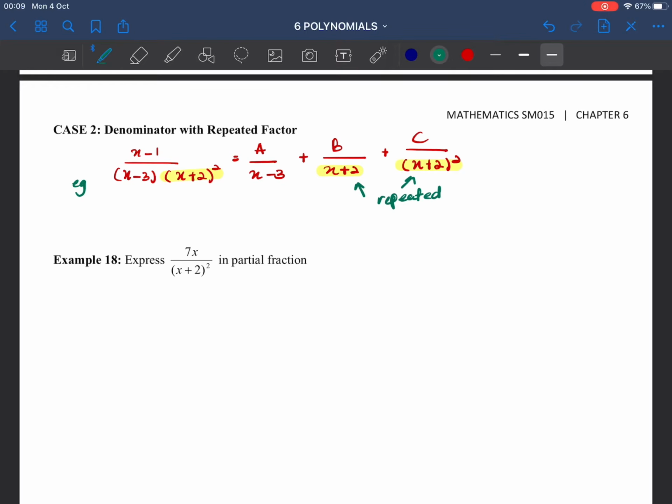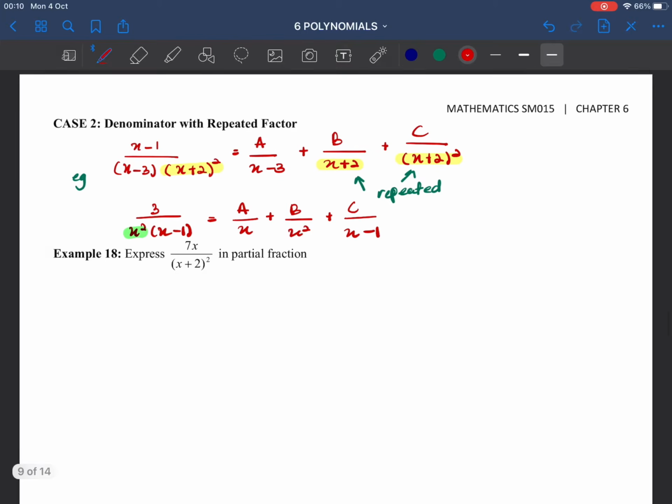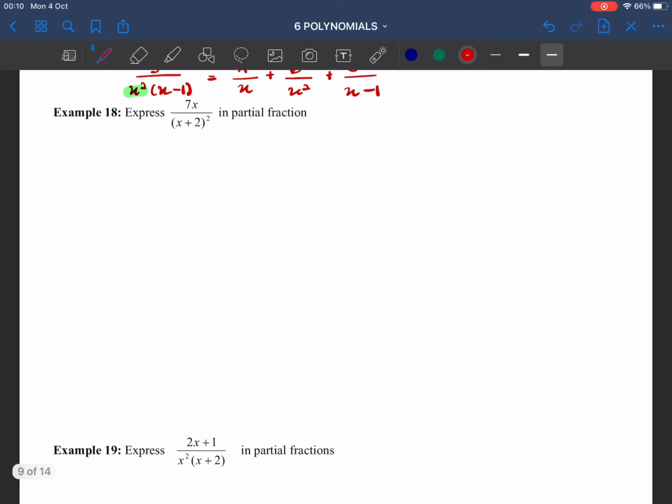Okay, so let's see one more example of a repeated factor. Contoh, kalau kita ada 3 over x square times x minus 1. So, apa yang repeat dekat sini ialah kita punya x square dekat sini. So, you are going to have a over x plus b over x square. Nampak satu without power, satu lagi with power. So, this one is a linear macam biasa, c over x minus 1. Okay? So let's go straight to example 18.